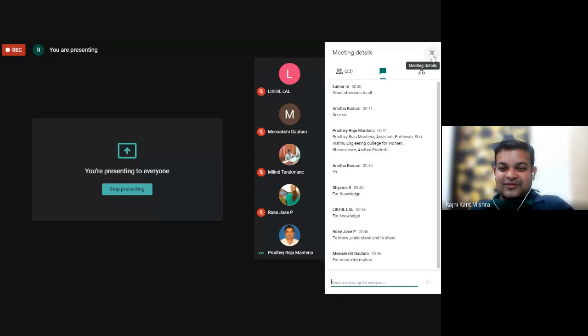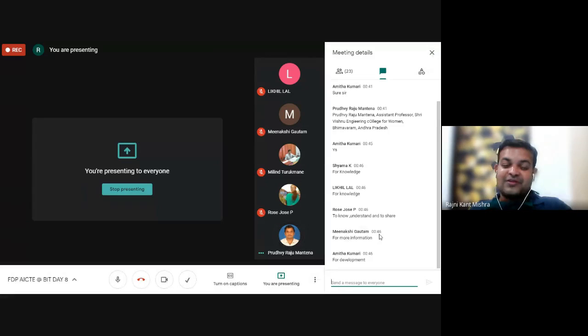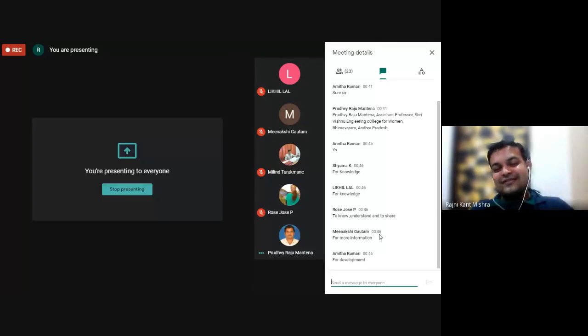Next is Meenakshi Gautam ma'am, who writes for more information. Of course, Meenakshi ma'am, undoubtedly. Amita Kumari ma'am writes for development. Yes. Development in all senses, I must say. Yes. Development of an individual in life, development of an individual to earn a better salary and things like that.